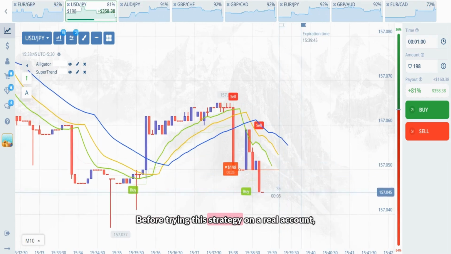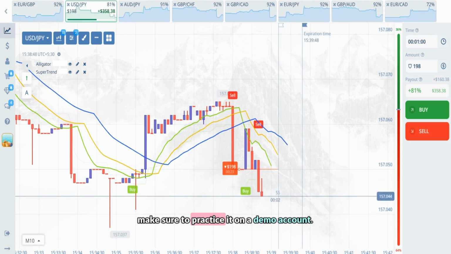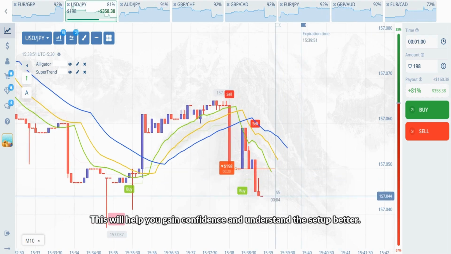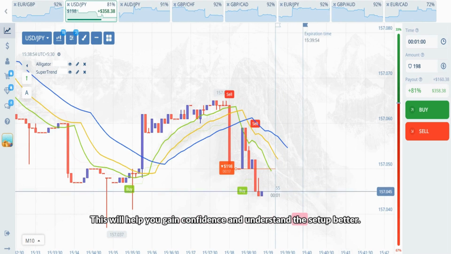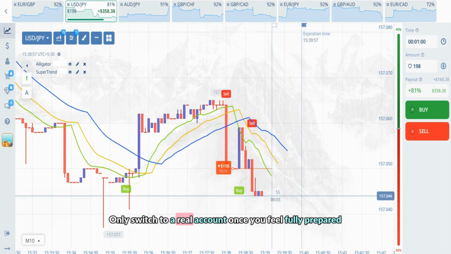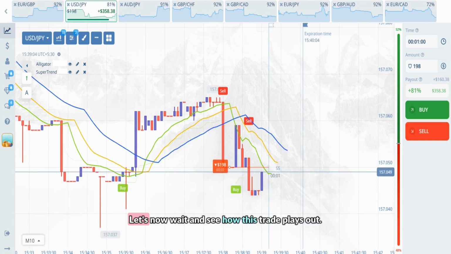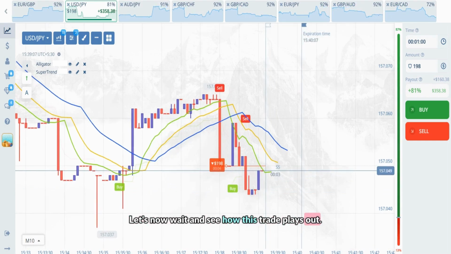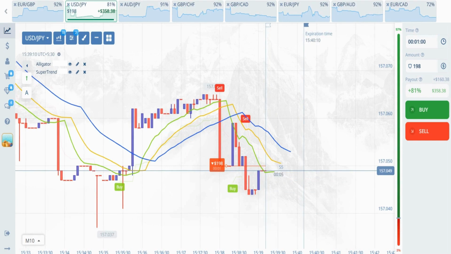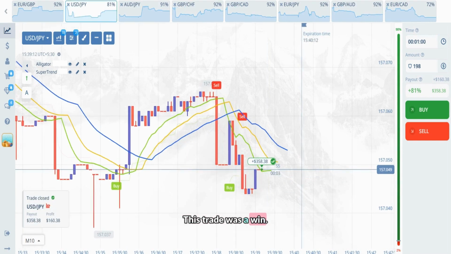Before trying this strategy on a real account, make sure to practice it on a demo account. This will help you gain confidence and understand the setup better. Only switch to a real account once you feel fully prepared and comfortable with the strategy. Let's now wait and see how this trade plays out. This trade was a win.